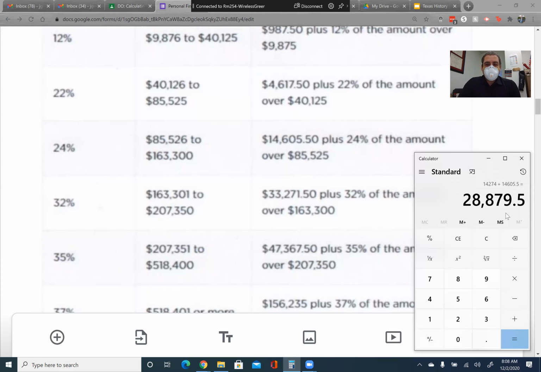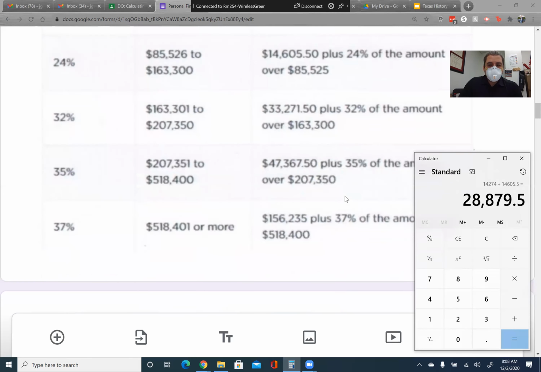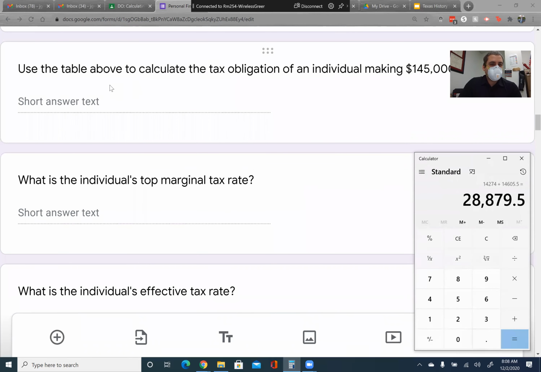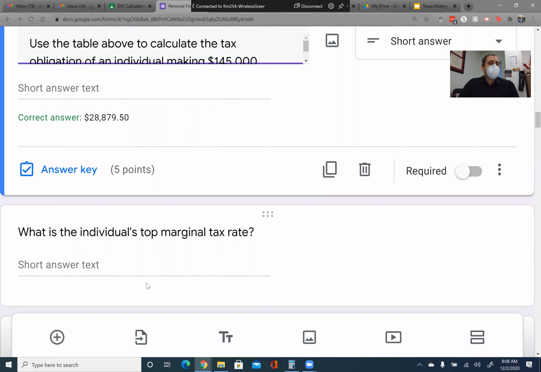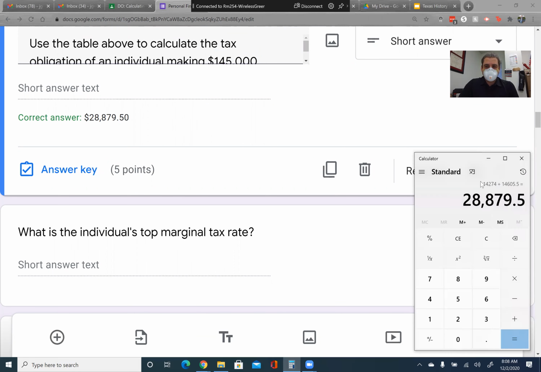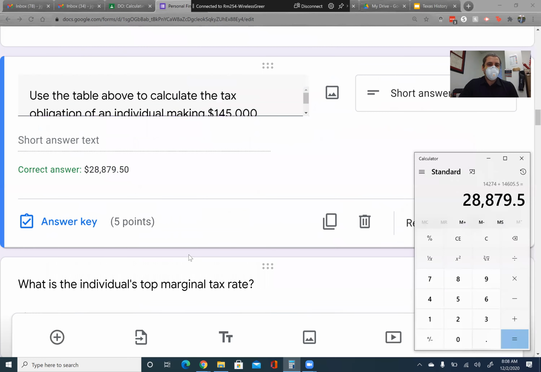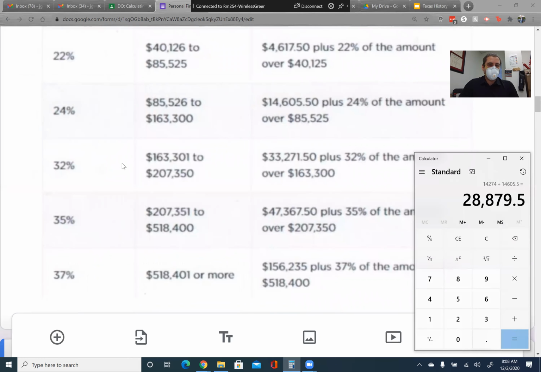All right, so that number, 28,879.5, gives us our tax for the individual. And our top marginal rate for this person is what, Leo? What did we say it was? Oh, yeah, 24%. They fell into the 24% tax bracket here.